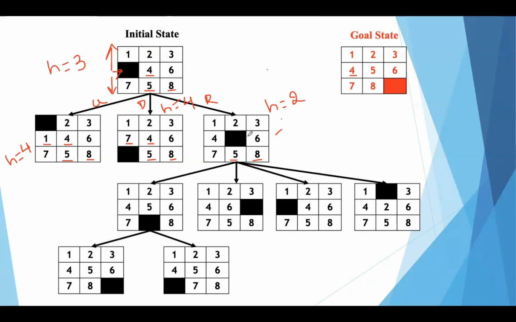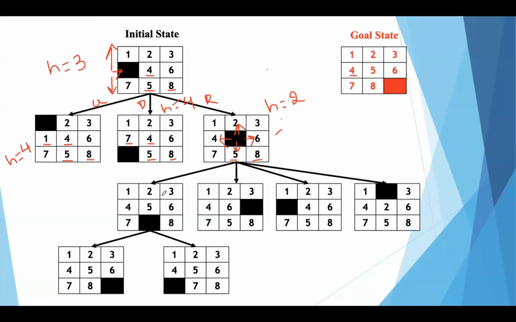Okay. Now, what are the 4 possible moves here? So you can move this blank tile 1 position towards up. So you can move it up, right, down, left. In 4 positions you can move. So let us take all the 4 possibilities.